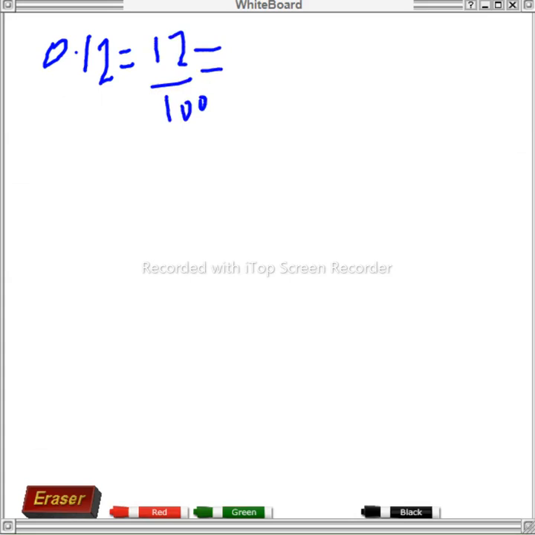Let us divide this by 4. 12 divided by 4 gives us 3. 100 divided by 4 gives us 25. So this is the simplified fraction answer. So this is all about this part.